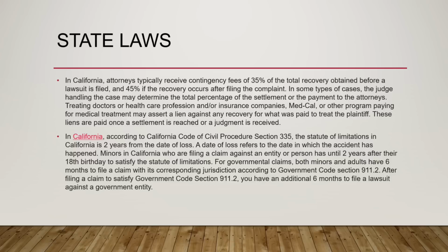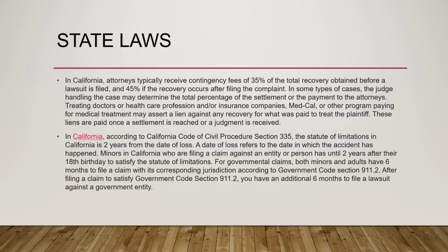In California, according to California Code of Civil Procedure Section 335, the statute of limitations is 2 years from the date of loss. A date of loss refers to the date on which the accident happened. Minors in California who are filing a claim against an entity or person have until 2 years after their 18th birthday to satisfy the statute of limitations.